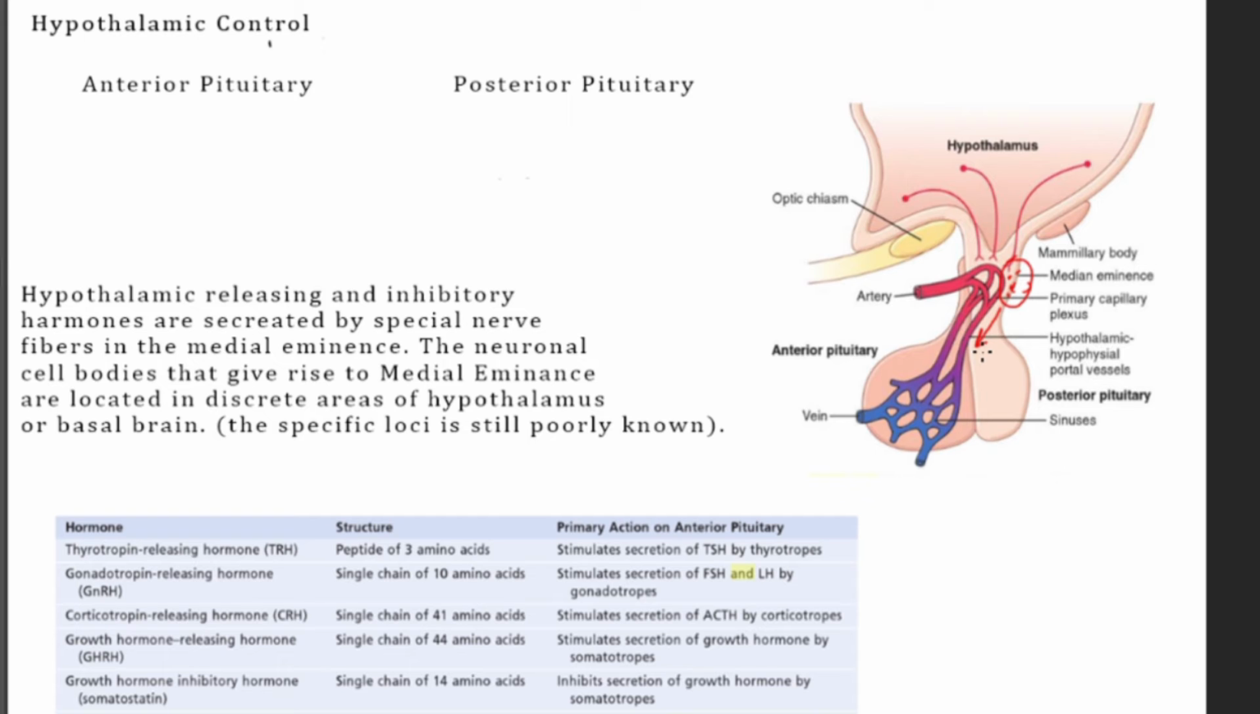The specific location of these cells is not known, so it will be confusing to talk about them right now.